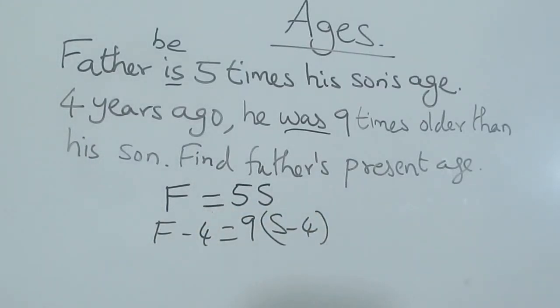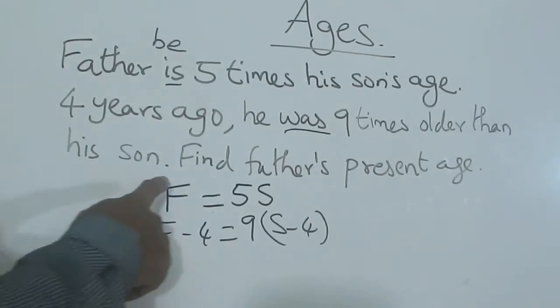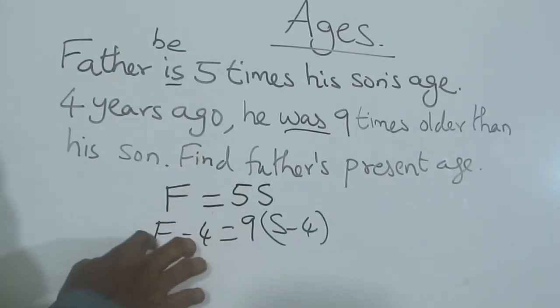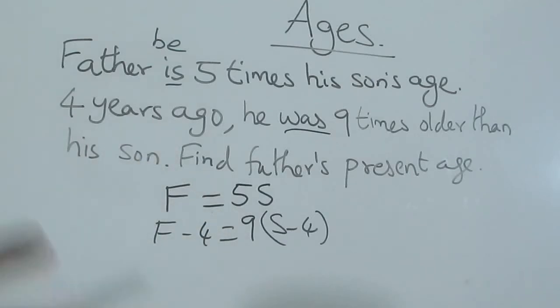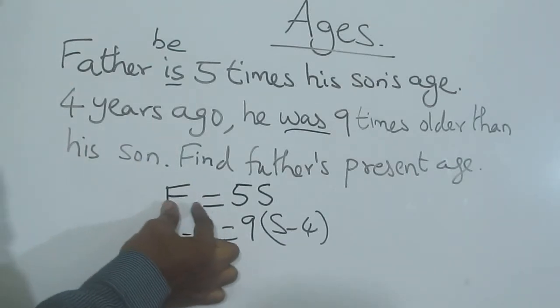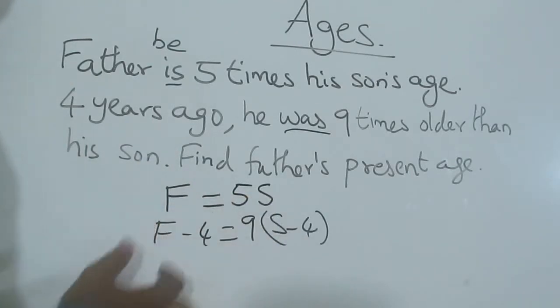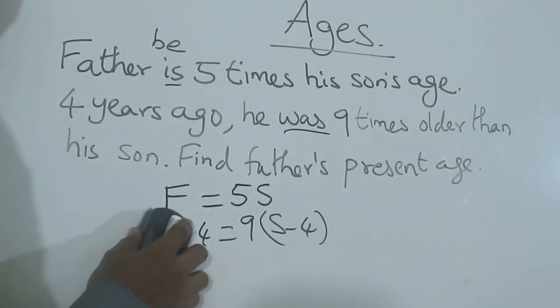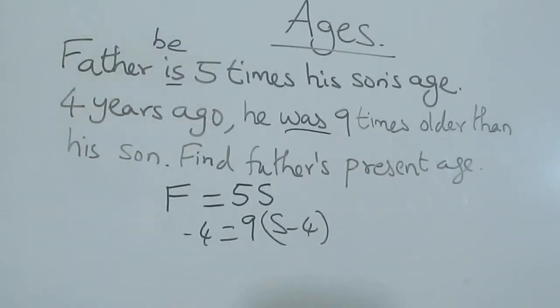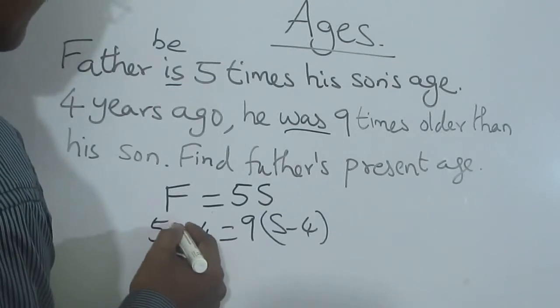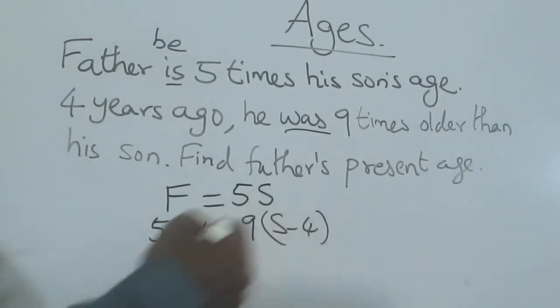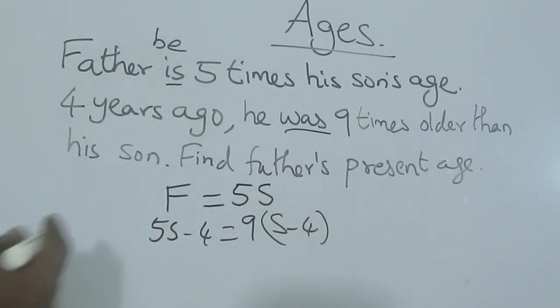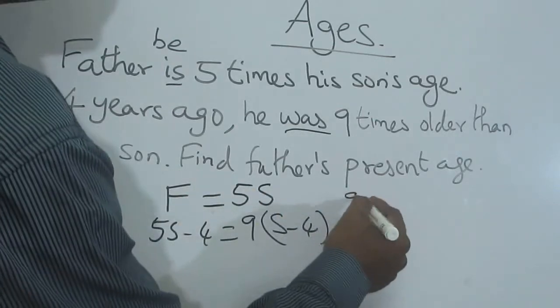So this is a very simple basic question. Don't go for two equations, F minus 5S equal to 0 and this, first equation and second equation. What is the other way to solve this? We know F equal to 5S. Now substitute this 5S here. So once I substitute 5S here, what I will get is 5S minus 4 equal to 9 into S minus 36. So 9S minus 5S.